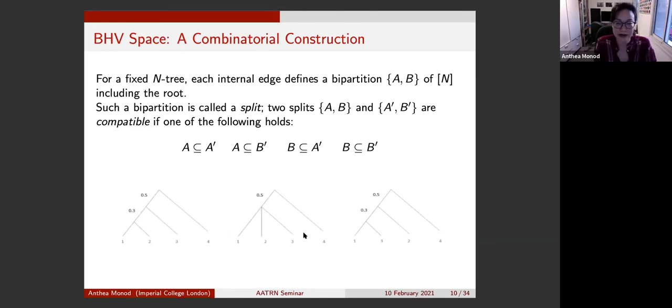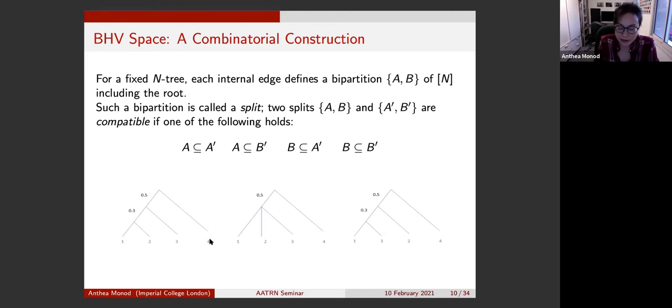You can also look at it in a combinatorial way. Combinatorially, you can consider a fixed tree. Each internal edge defines a bipartition of the set of leaf labels, which includes a root here. So we're looking at splits here. A bipartition is called a split, and splits are compatible if one of the following holds.